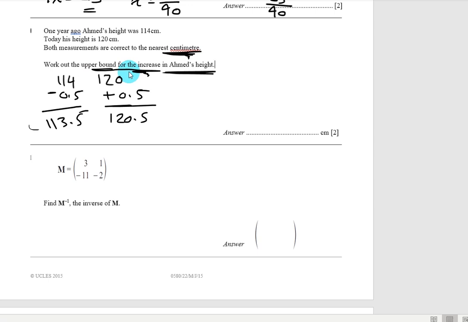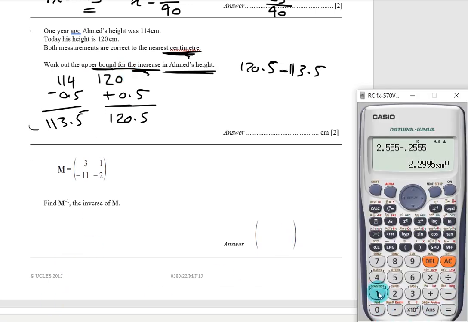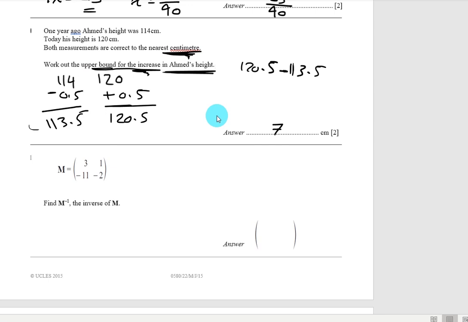So to find the upper bound of increase, 120.5 minus 113.5. So let us see, 120.5 minus 113.5, which is the upper boundary minus the lower boundary. So the answer here is 7 centimeters.